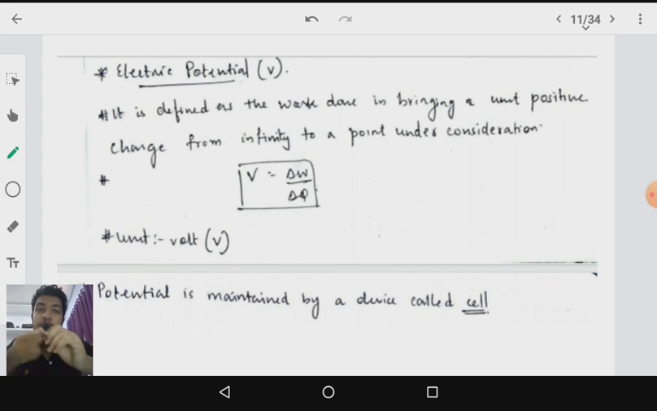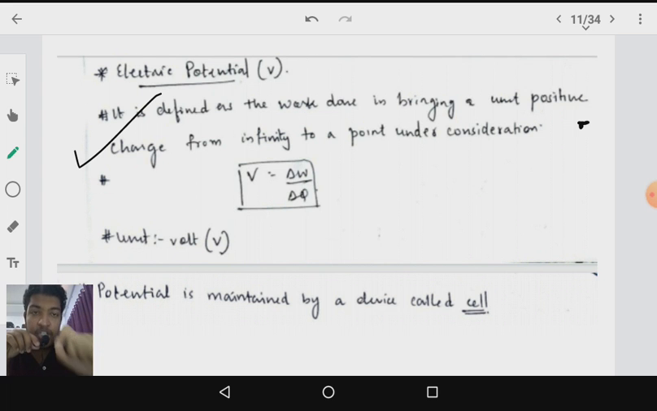Now let us learn about the concept of electric potential. What is electric potential? Electric potential is defined as the work done in bringing a unit positive charge from infinity to the point under consideration. Now what does it mean? Suppose we have a charge sitting at infinity, beyond our imagination. From that imaginary point, we bring this charge to a point, say over here. How much work is required for bringing this charge from infinity to this point of consideration? That amount of work is known as electric potential.